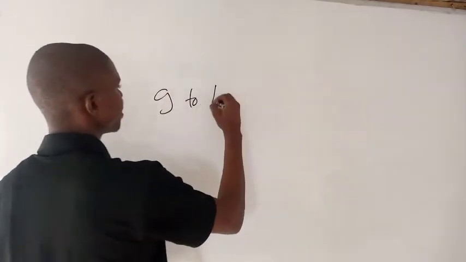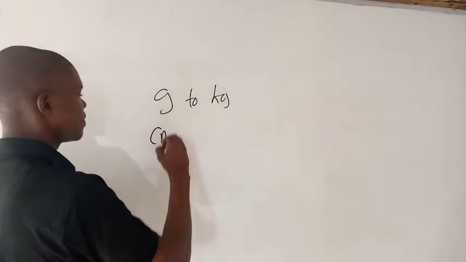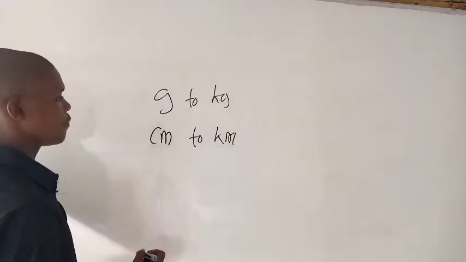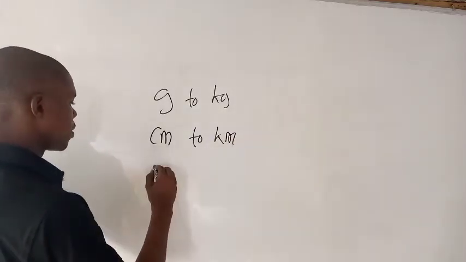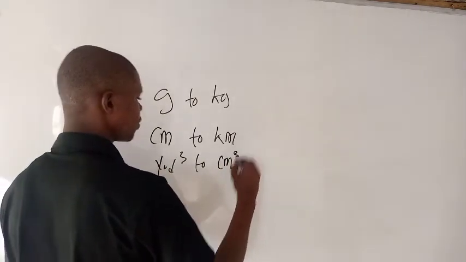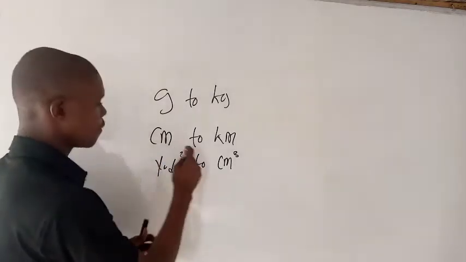So first thing, what is conversion factor? Conversion factor is the process you use to convert from one unit to the other. That's what you use to convert from gram to kilogram. Do you get that? Conversion factor helps you to do this. I can convert from centimeter to kilometer. I can convert from yard cube to centimeter cube. We use conversion factor to do the conversion process.